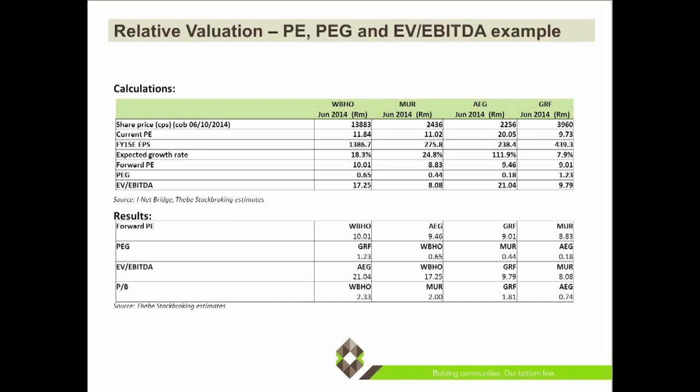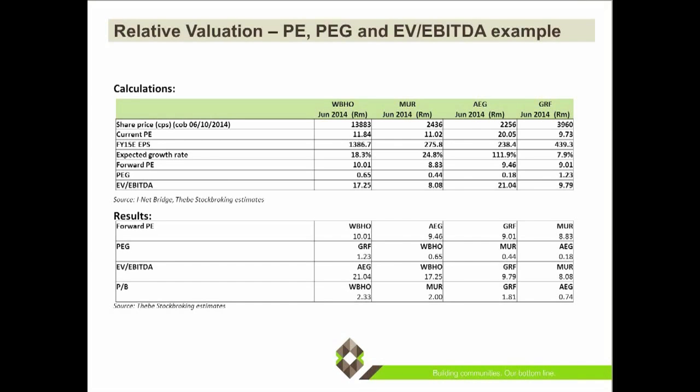When we put the PEG ratio, so your forward PE is your price divided by your next year's EPS, and your PEG ratio is the current PE that you have divided by the growth. So that is the EPS growth rate. There we see that Aveng looks the cheapest because it's got the lowest PEG ratio. Your EV/EBITDA method, again, shows that Murray and Roberts is the cheapest. And your price to book value shows that the low price to book value shows that Aveng is cheaper.